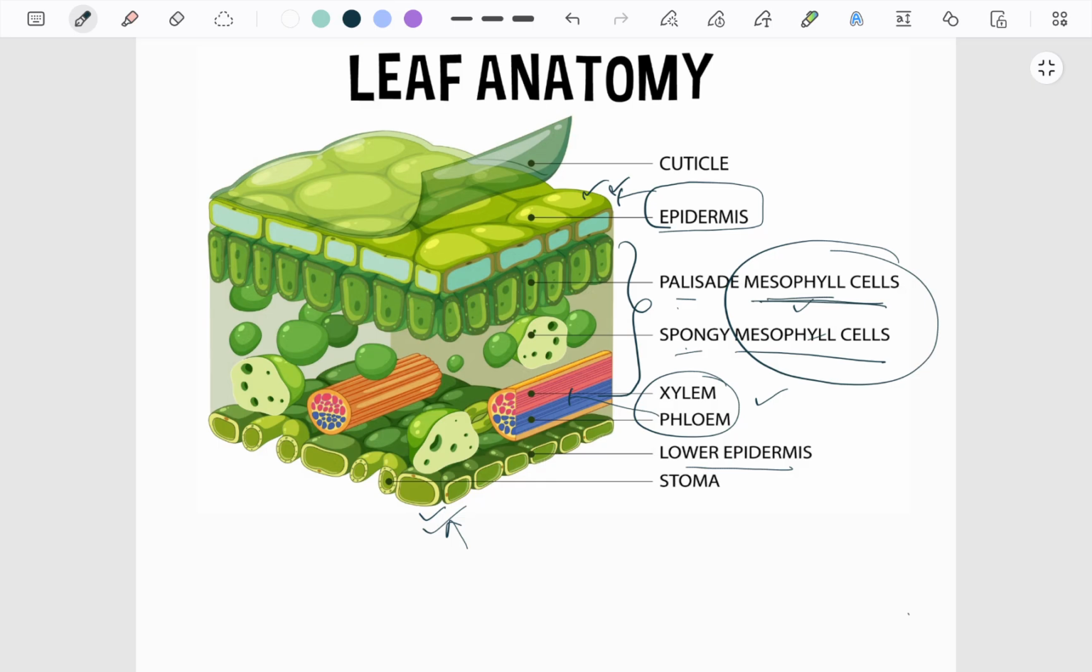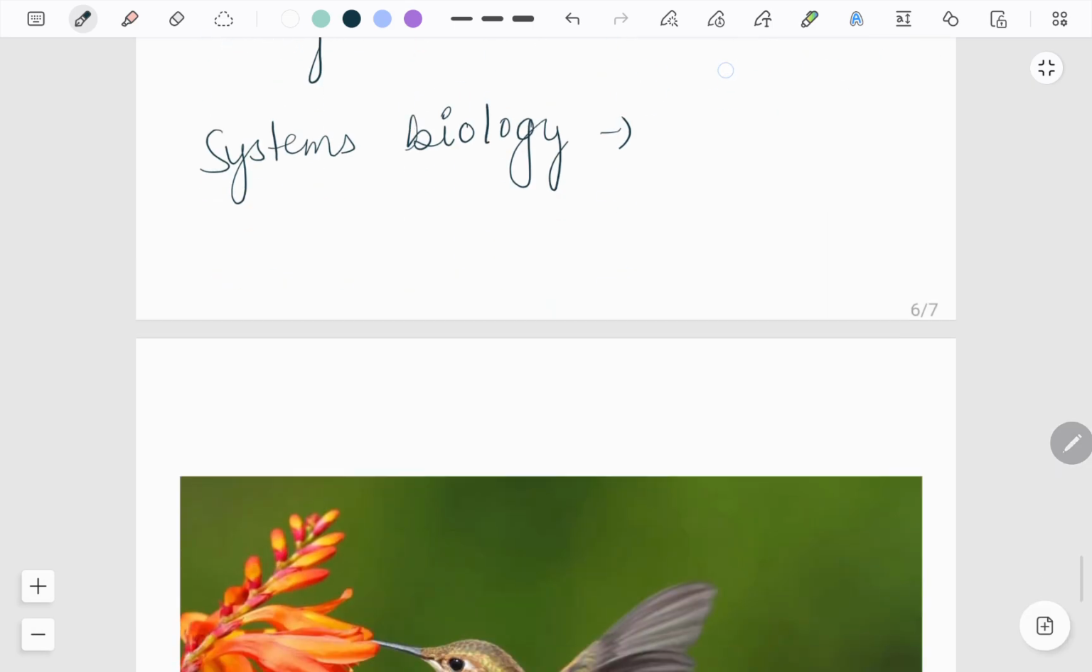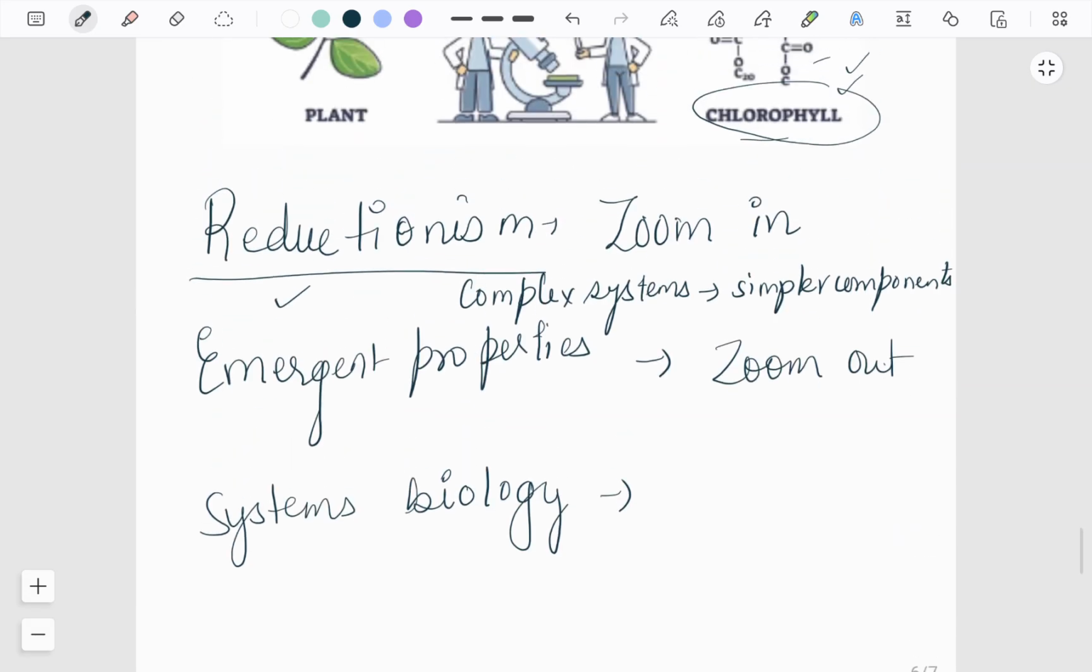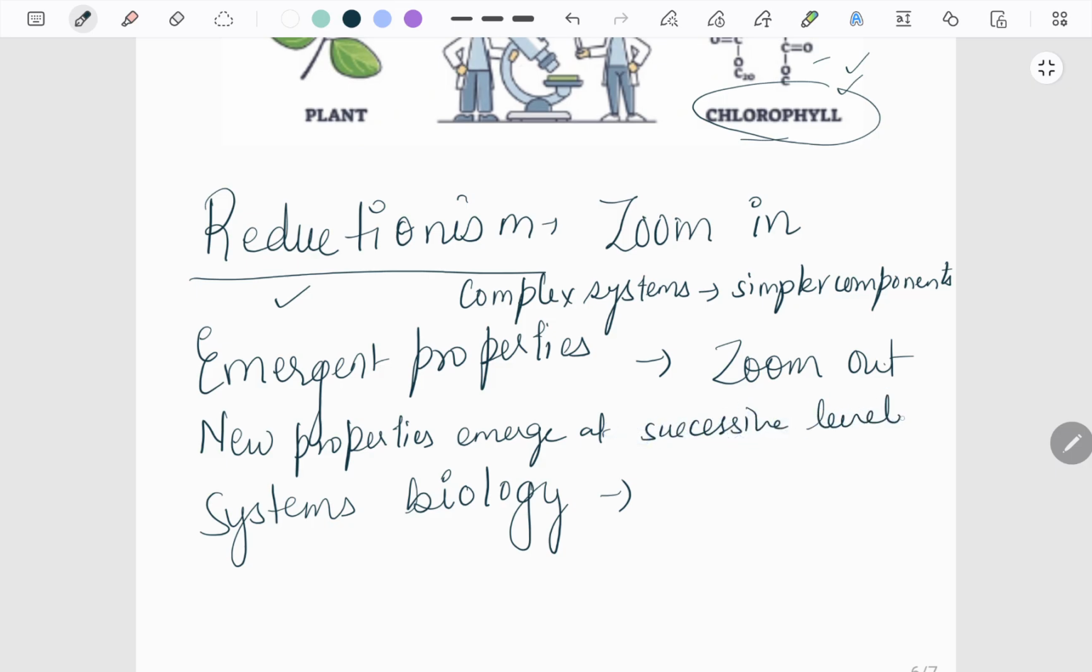These different tissues like dermal tissue system, ground tissue system, right? Epidermis is part of dermal tissue system. Mesophyll cells are part of ground tissue system. Then xylem and phloem are part of vascular tissue systems. They together made up an organ called leaf here. So you got a special thing, leaf. So when you zoom out, you go at successive levels of organization, new properties emerge, and those are emergent properties. New properties emerge at successive levels of biological organization.